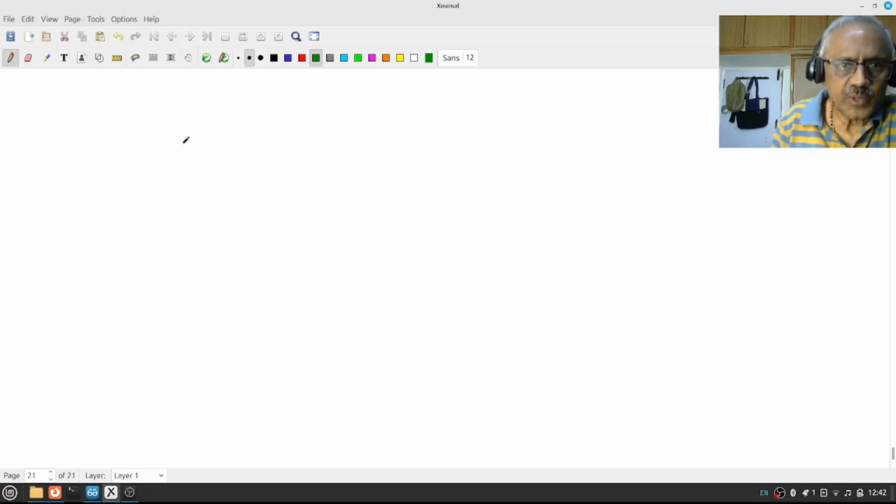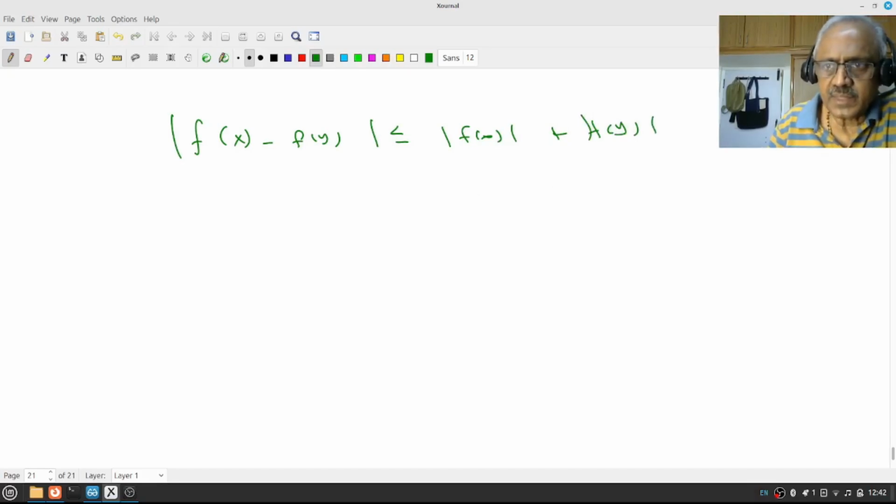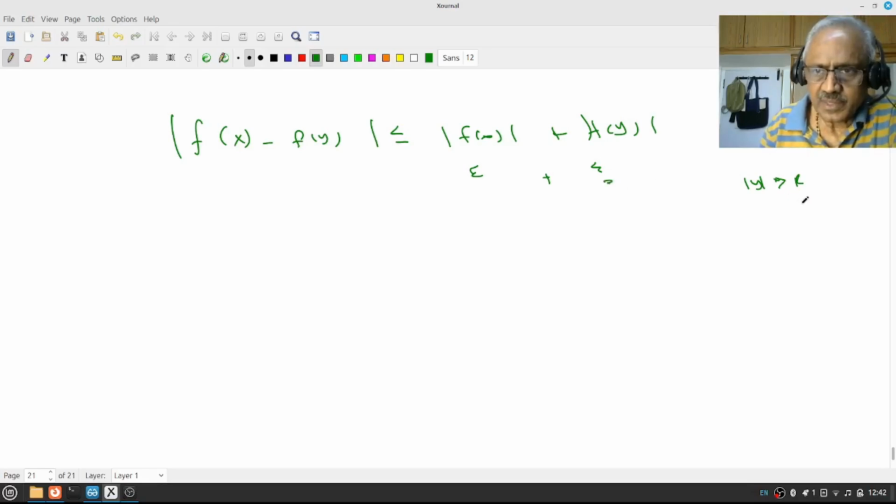Therefore, what do I get? |f(x) − f(y)| is again less than or equal to |f(x)| + |f(y)|. Now |x| is greater than 2r, therefore this will be less than epsilon. |y| is greater than r, therefore this will be less than epsilon. Remember, for the given epsilon, how we chose r? Therefore it is less than 2 epsilon.